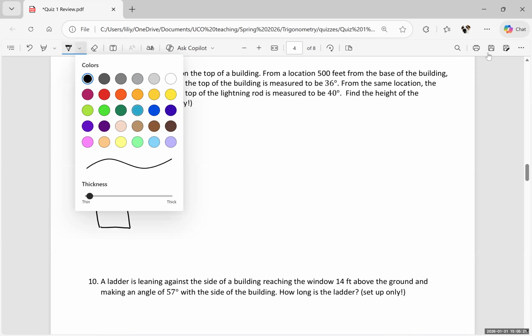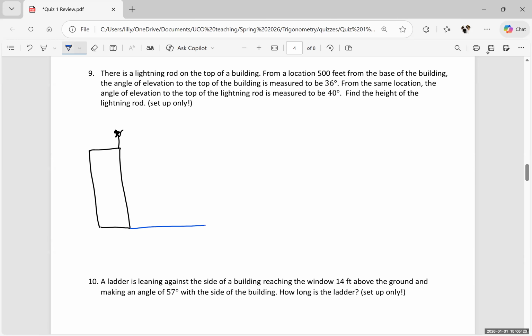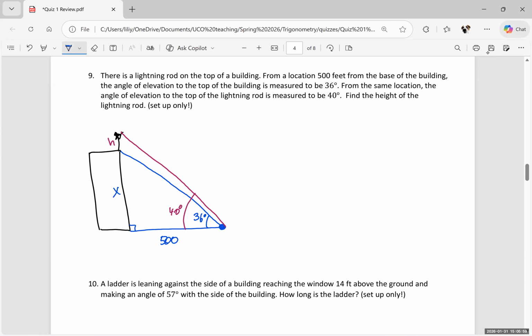We have a location right here, 500 feet away. Angle of elevation to the top of the building is 36. Angle of elevation to the top of the antenna is 40. We are going to label the height of the antenna h and the height of the building x. This is a right triangle, so we'll go ahead and work with it.